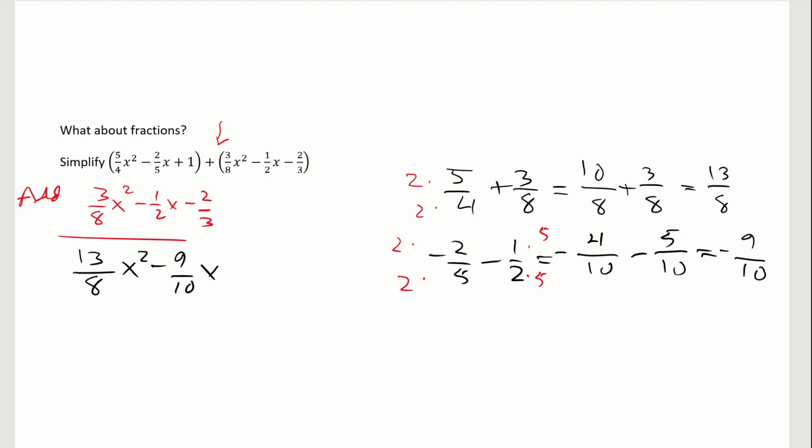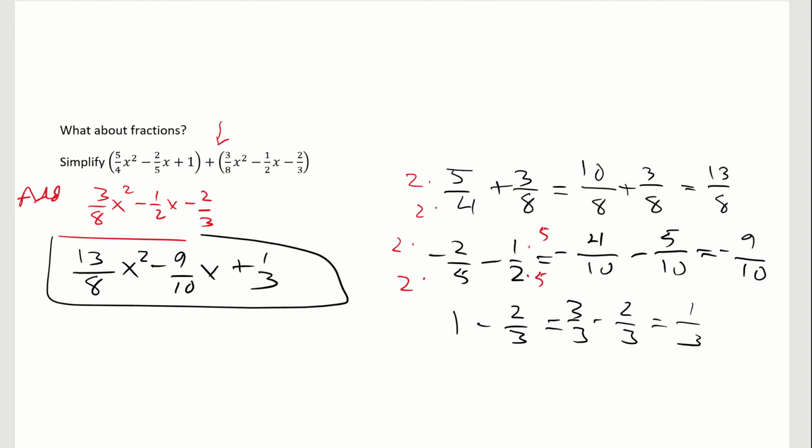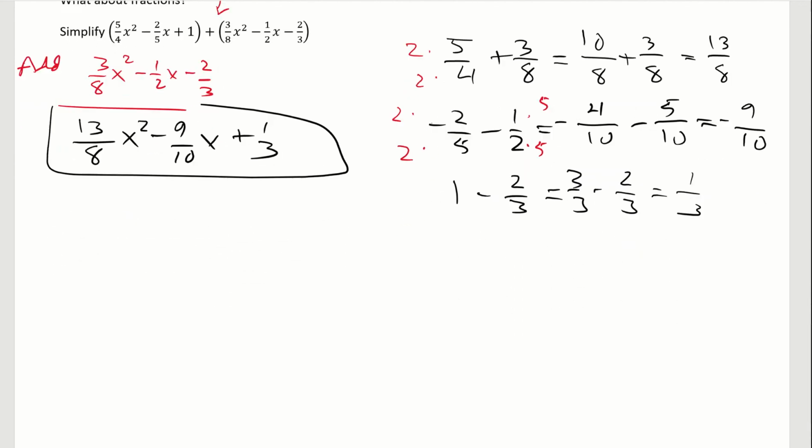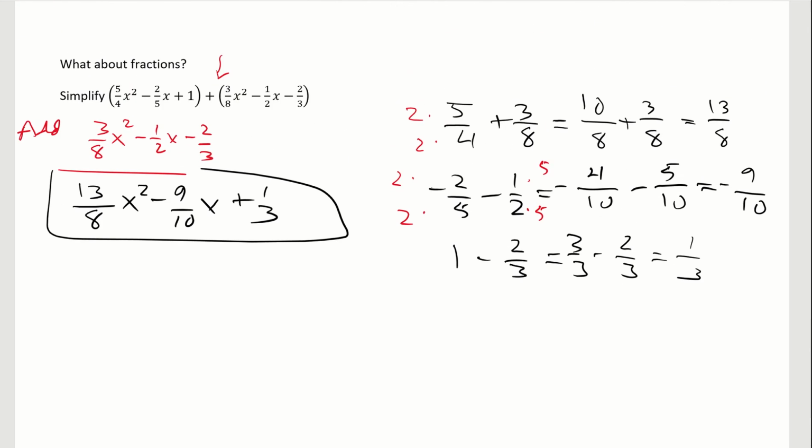We get to do 1 minus 2/3. That one's about the easiest one because I can do it in my head. It's 3/3 minus 2/3 is 1/3, and that's what we had, plus 1/3. And there she blows. I think that's it for this particular lesson. Okay, so I'll stop the recorder.